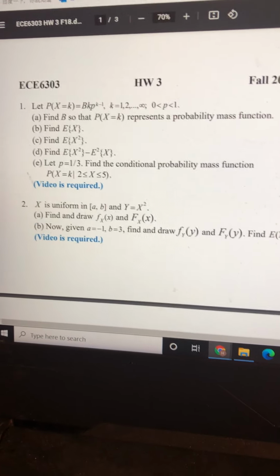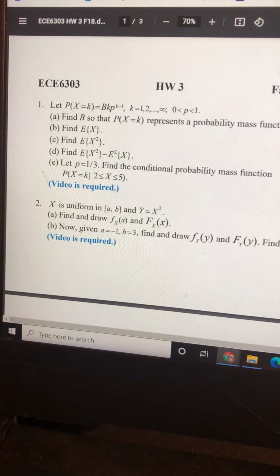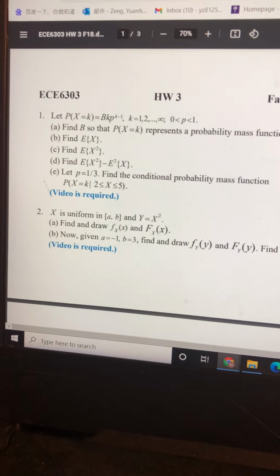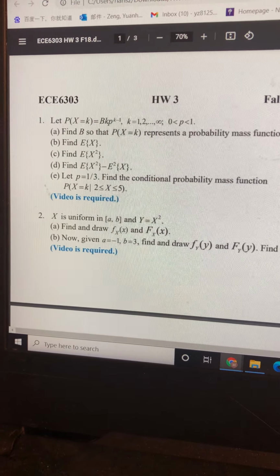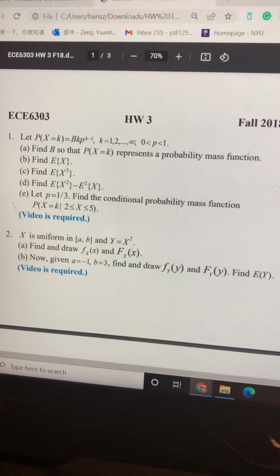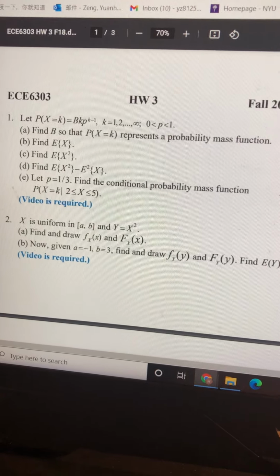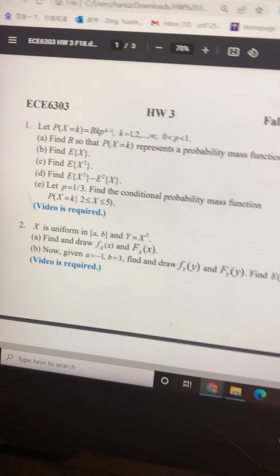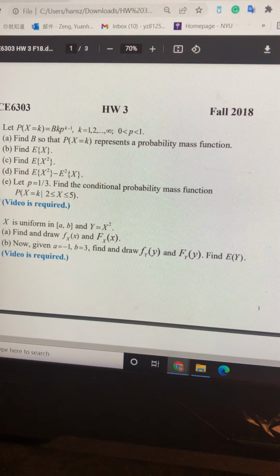So in question 1 it says: let the probability X equal to k equal b times k times p to the power of k minus 1, for k equal to 1, 2, 3, and so on until infinity, and p larger than 0 and smaller than 1. So let's see question A. It's asking us to find b so that probability X equal to k represents a probability mass function. So let's see my working process.